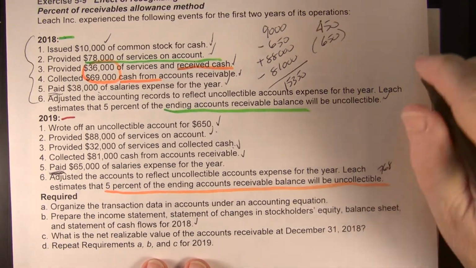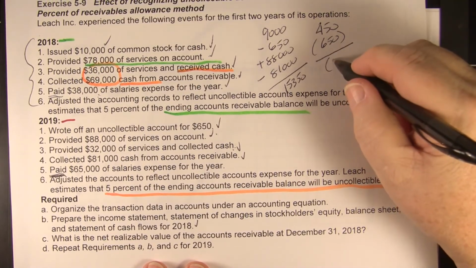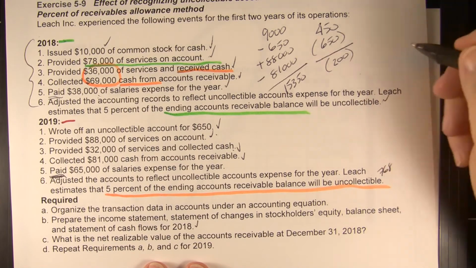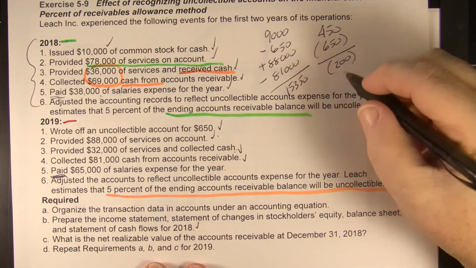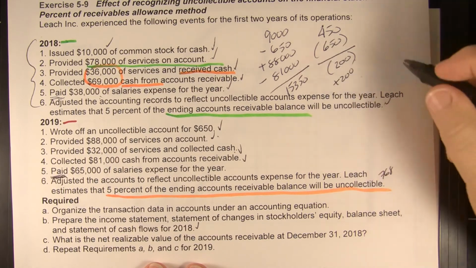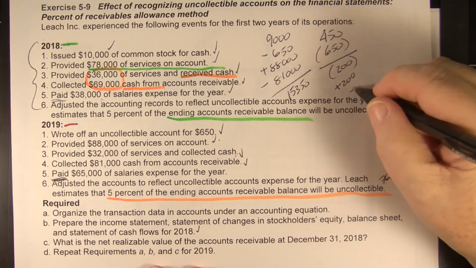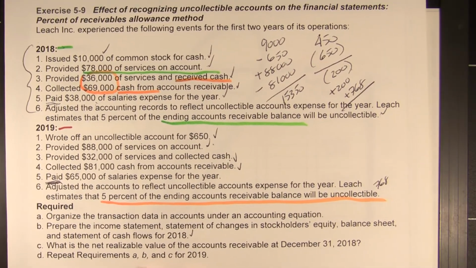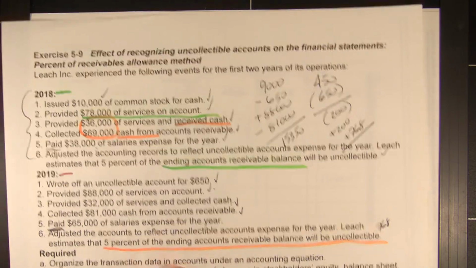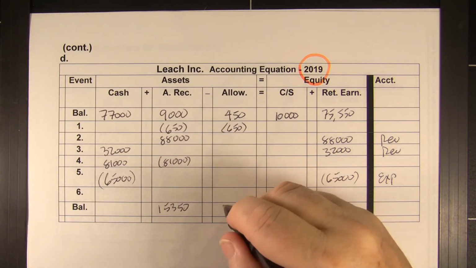So when we do this, we find that we have minus 200. So we have to add that 200 to get back to zero, plus the 768 to get to where we need to be. So our adjustment for the year end is $968.